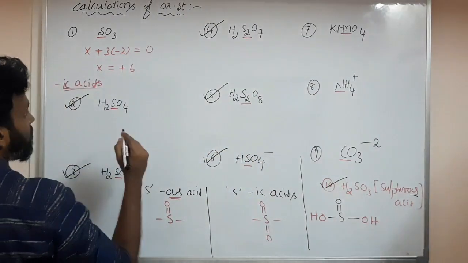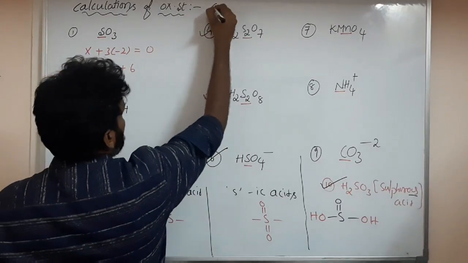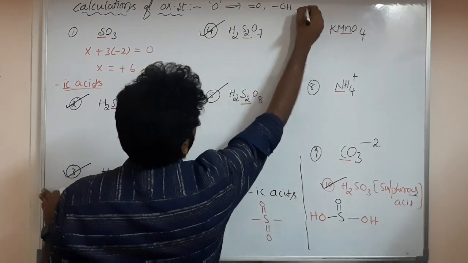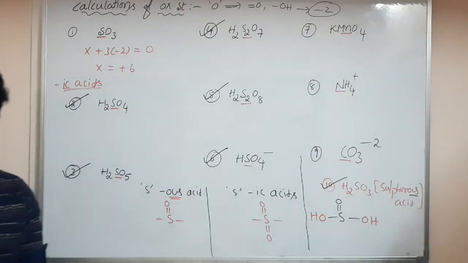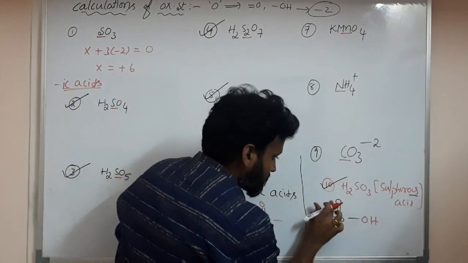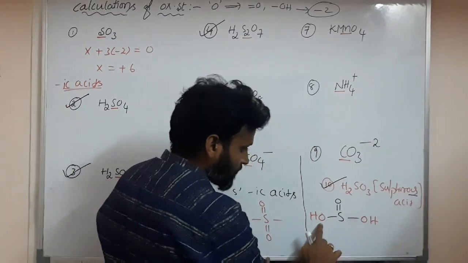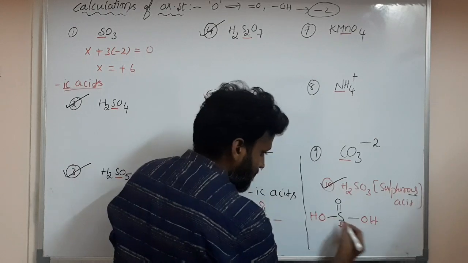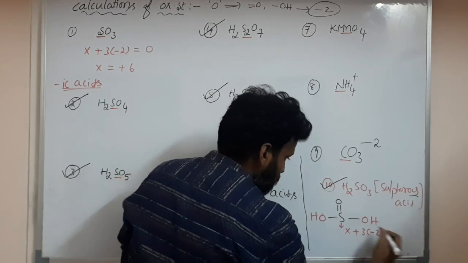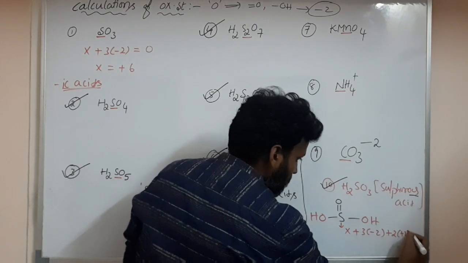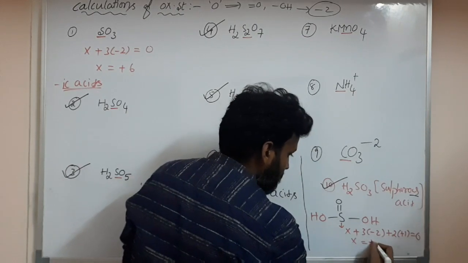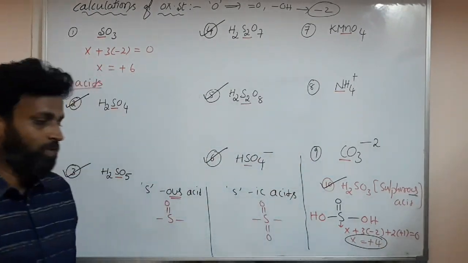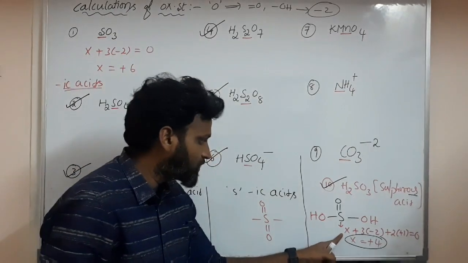I told you, do you remember or not? Oxygen in the form of double bond O or OH has oxidation state -2, I said. So here oxygen has -2, this oxygen -2, this oxygen -2. So I can take it as X plus 3 oxygens, 3 into -2, there are 2 hydrogens, 2 into +1, equal to 0. Then X is +4 here. Remember this one.